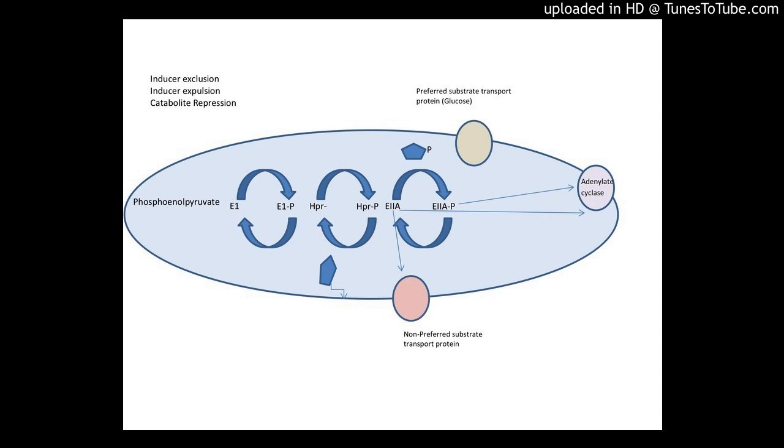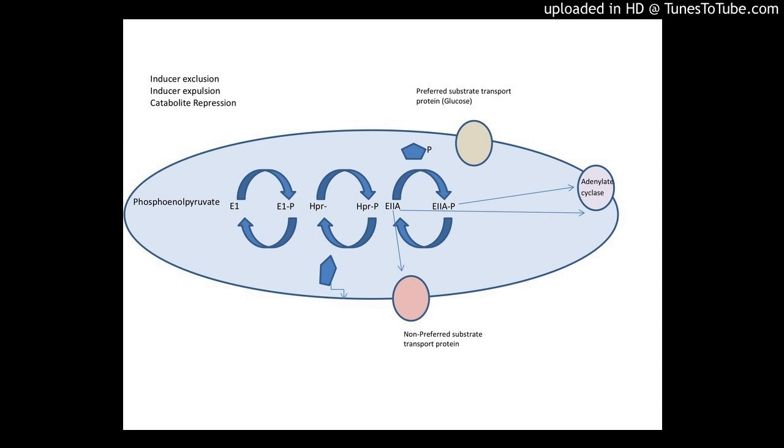Now, third and certainly not least is catabolite repression. That goes back to the adenylate cyclase. The dephosphorylated form of the enzyme 2A means there's plenty of glucose available. So the dephosphorylated enzyme 2A will have a negative effect on adenylate cyclase, thus reducing the amount of cyclic AMP in the cytoplasm and shutting down or preventing genes from being turned on too much for non-preferred substrates.